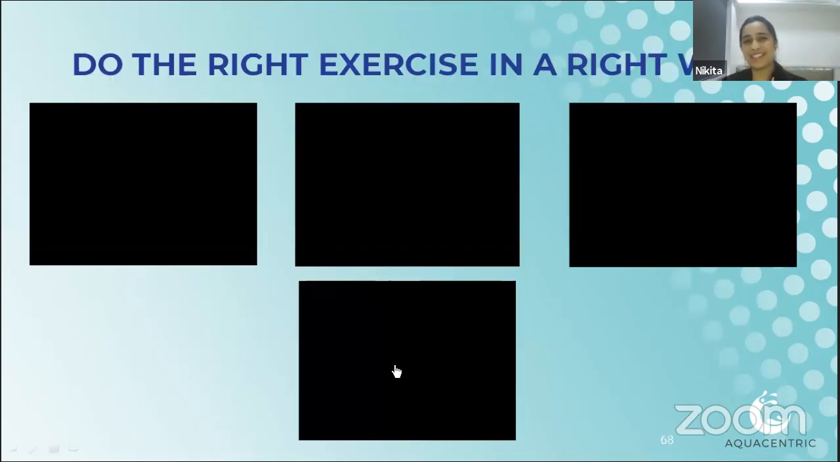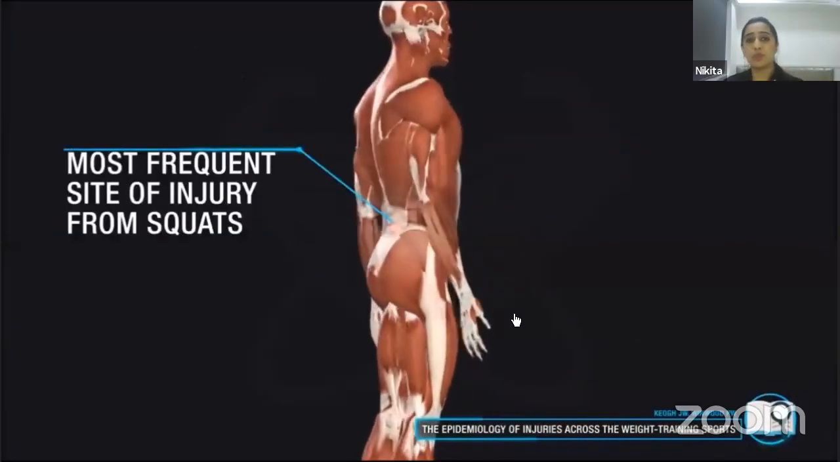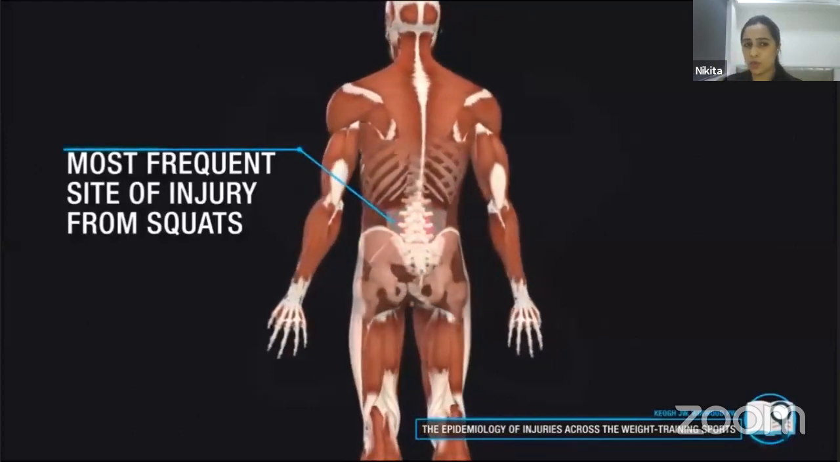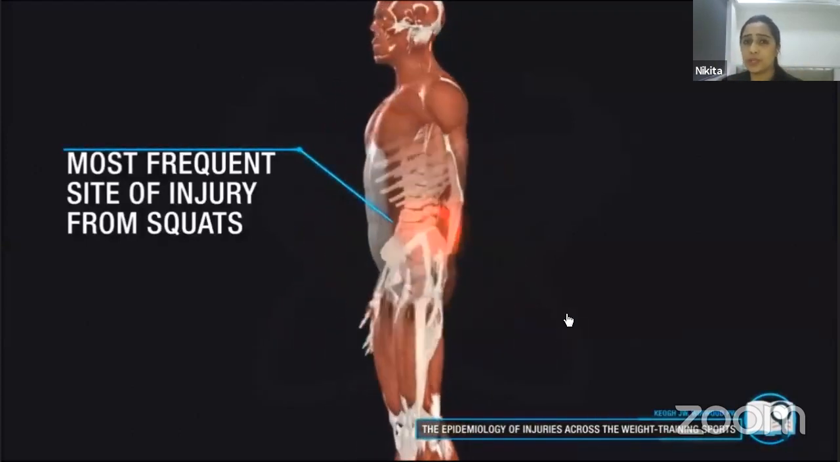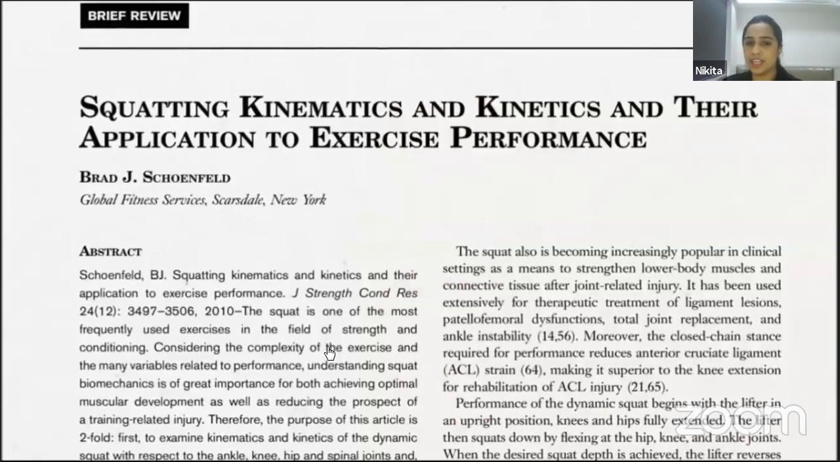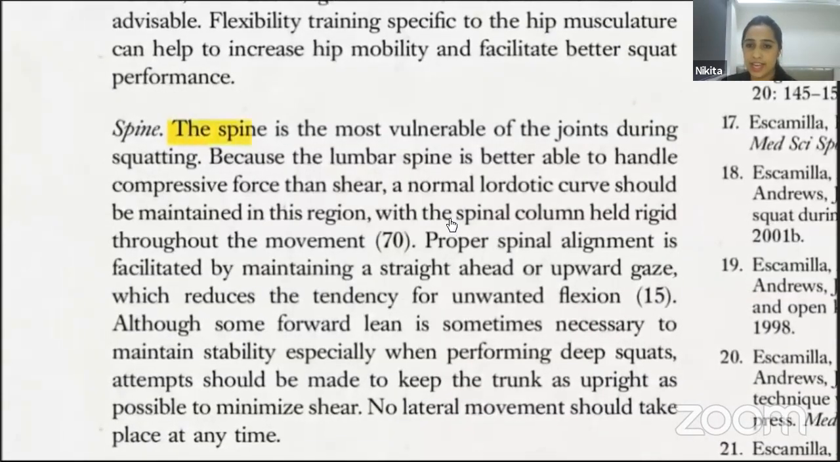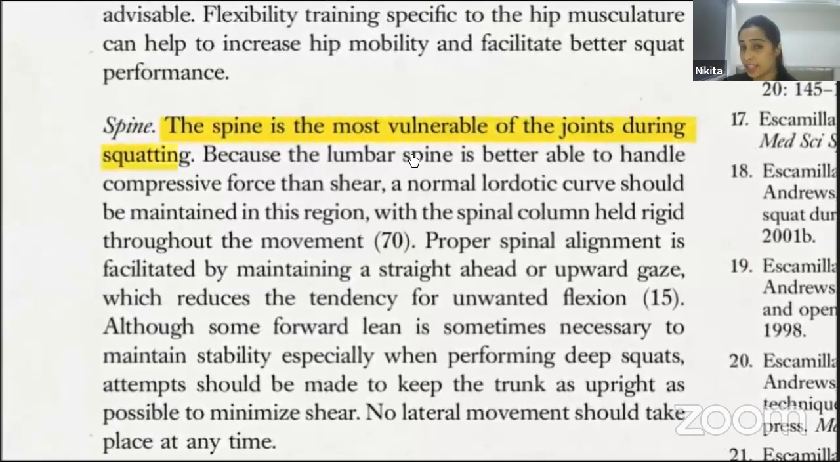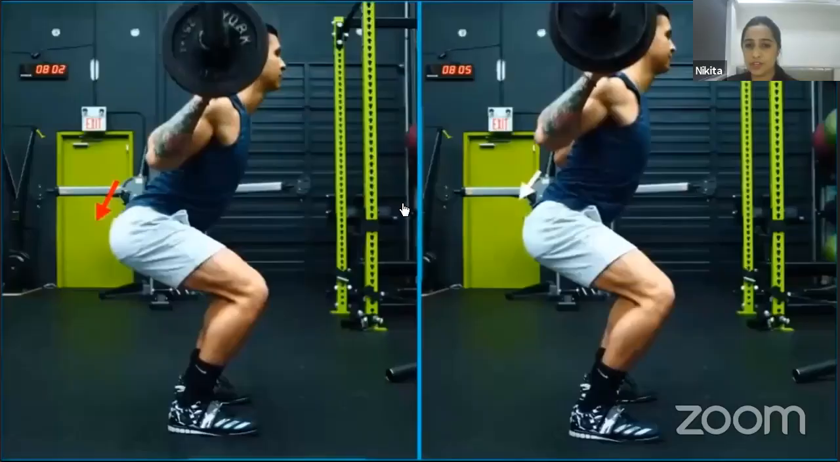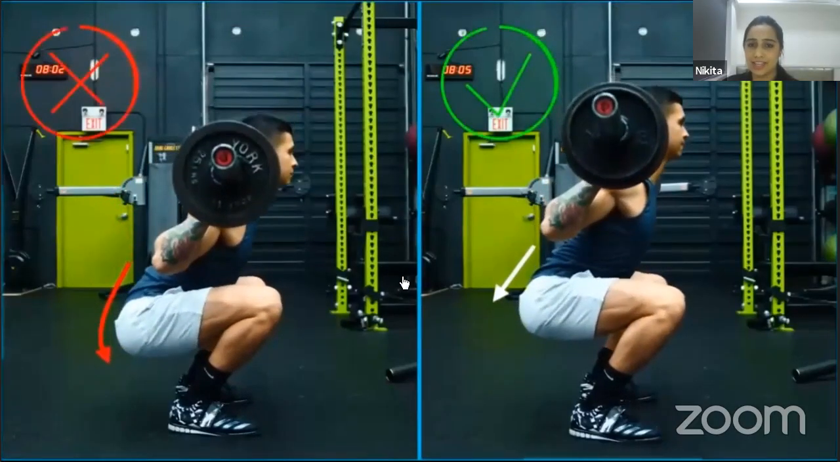Now, do the exercise in the right way. Most important thing I just want to highlight out here is that squat is a beautiful exercise, but incorrect squat technique is said to be the most frequent cause of injury to your spine. That has been already proven in the research that most vulnerable is your spine if you do an incorrect squat technique. What I mean by that is, when you're squatting, there shouldn't be a butt wink. Your tailbone is not supposed to go curved like that.